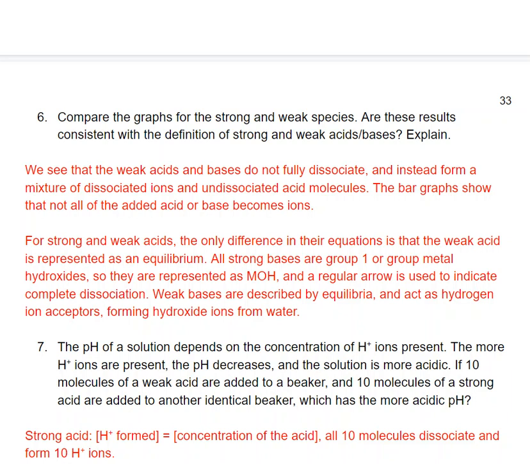So for strong and weak acids, the only difference in their equation is that the weak acid is represented with an equilibrium. All strong bases are group 1 or group 2 metal hydroxides. So that's why they are represented as MOH. And we have a regular arrow to indicate complete dissociation. For my weak bases, those are also described by an equilibrium. And those act as hydrogen ion acceptors, forming hydroxide ions and water.